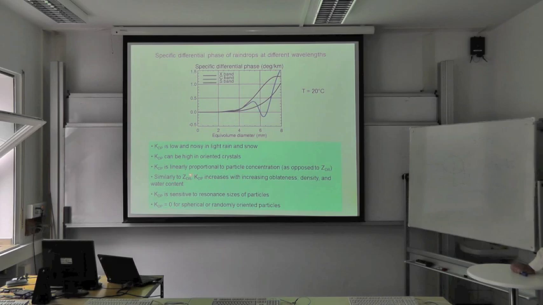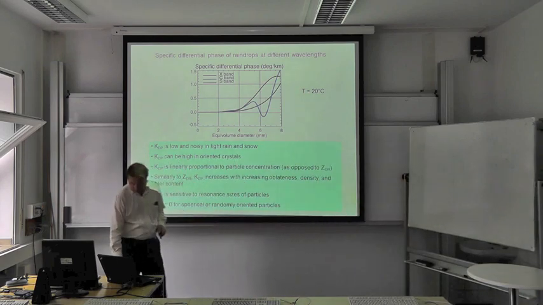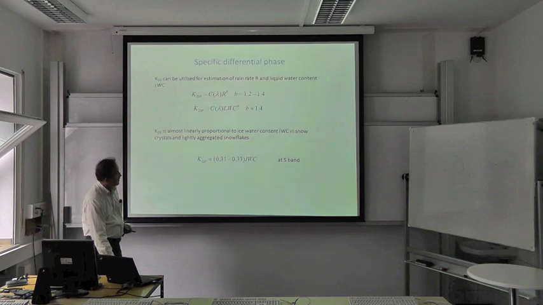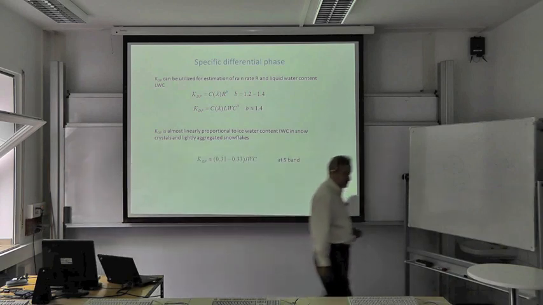And again, in many senses, Kdp exhibits similar dependencies on the shape, density, and water content as differential reflectivity. For spherical, randomly oriented particles, Kdp is equal to zero, as well as differential reflectivity. There are some differences, but a lot of similarities between ZDR and Kdp.